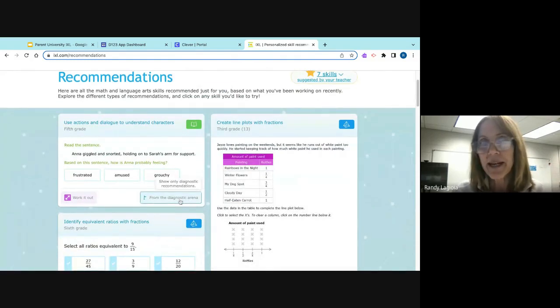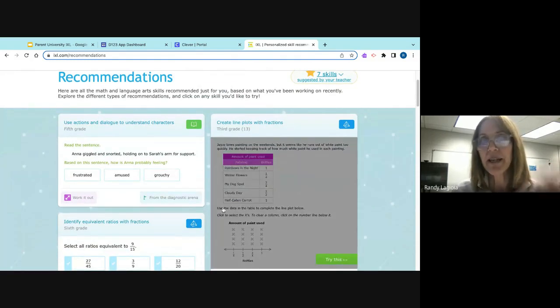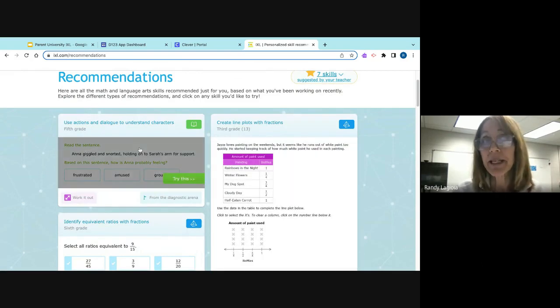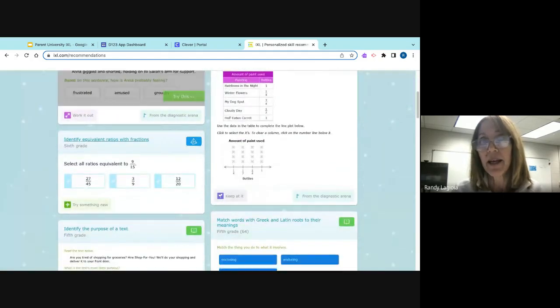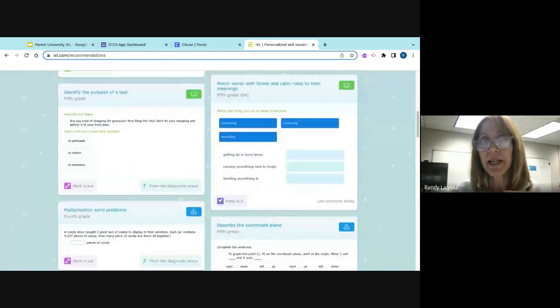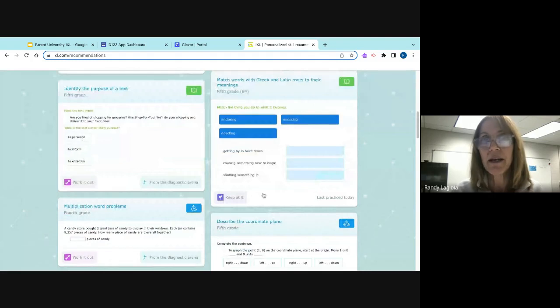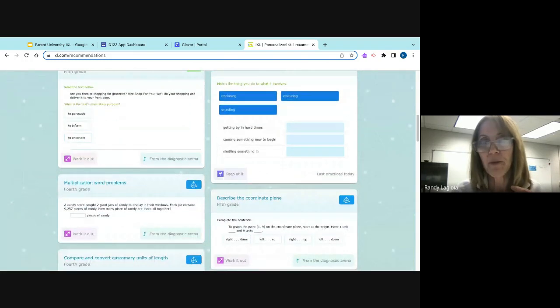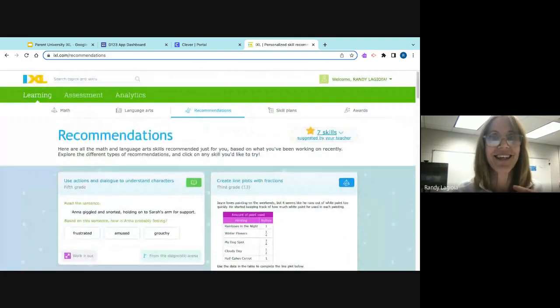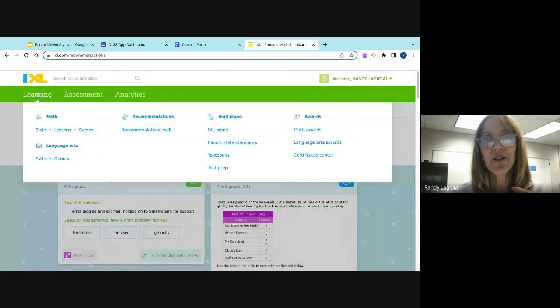This one is from the diagnostic arena, so this was based on how the student answered questions. You can see that under recommendations, it's a mix of both ELA and math. And so this is just populated things to work on. This Greek word was something that was practiced today and could use more practice. All right, so again, that's under the Learning tab, where I went over to recommendations.